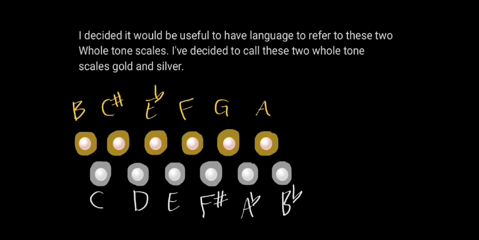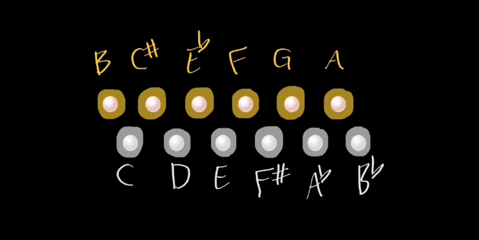I decided it would be useful to have language to refer to these two whole tone scales. I've decided to call these two whole tone scales gold and silver. Here we see the two scales that we just mentioned, but now with their pitches above and below them and color-coded. Now, obviously, the silver whole tone does not start on C necessarily. It can start on any of the silver notes. And the same for gold. Here I have B as the first gold note, but really you can start it on any gold note.